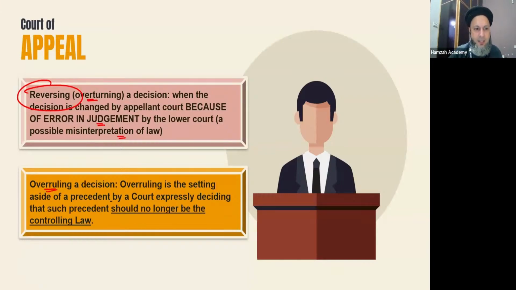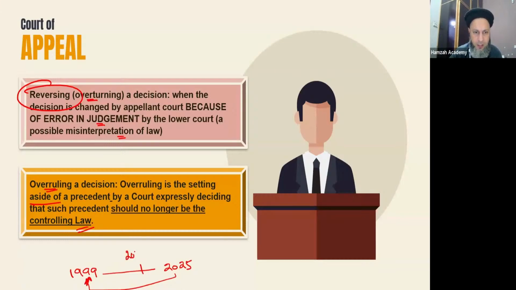Overruling is the setting aside of a precedent by a court expressly deciding that such precedent should no longer be controlling the law, meaning they change the law. For example, maybe the precedent is there because of common law. Suppose the common law precedent is from 1999 and now it is 2025. The judge made a decision in the lower court based on the precedent from 1999.